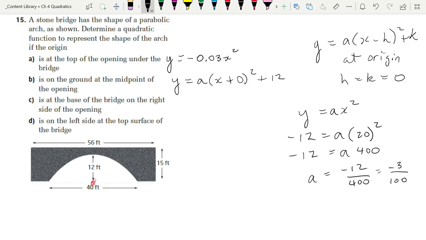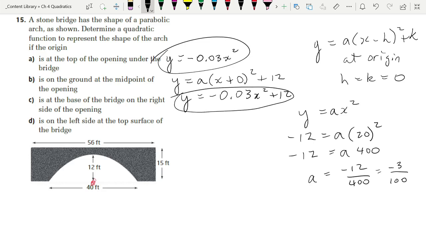Because A represents the shape. I'm just moving the vertex around. Is the shape changing? Not at all. So the answer to B is negative 0.03 x squared plus 12. So there's my A answer. There's my B answer.